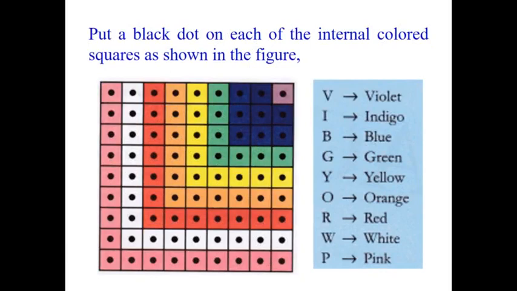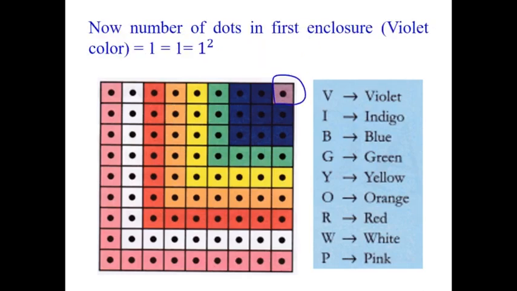Then put a black dot on each of the internal colored squares as shown in the figure. So here we are putting black dots for easy counting. Now number of dots in first enclosure, that is violet, that is 1. So 1 is equal to 1 square.